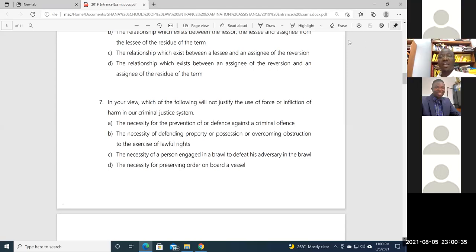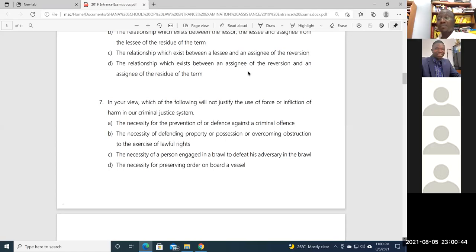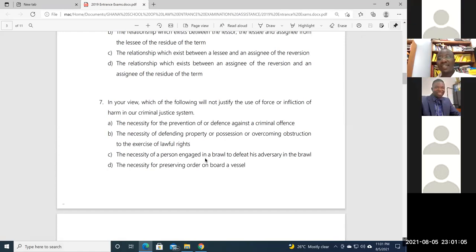Yes, and Muga, your hand is up. So the ones listed, are they for private citizens or for peace officers? Okay, it's talking about the criminal justice system and the use of force. If you look at Article 13, was it, Article 13 that you read, as well as Section 30, use of force is use of force.